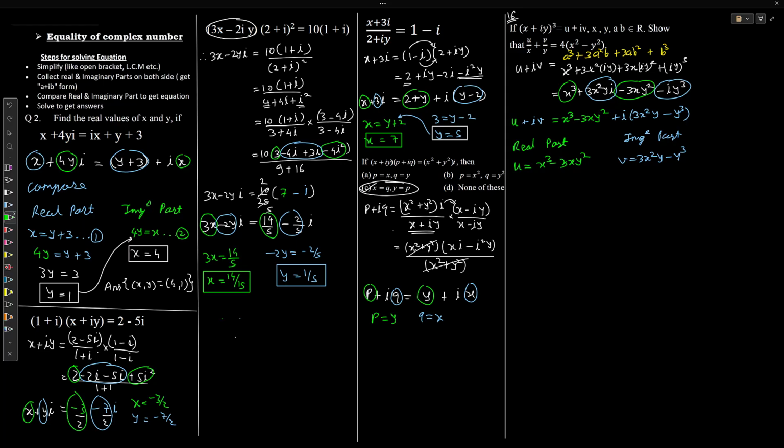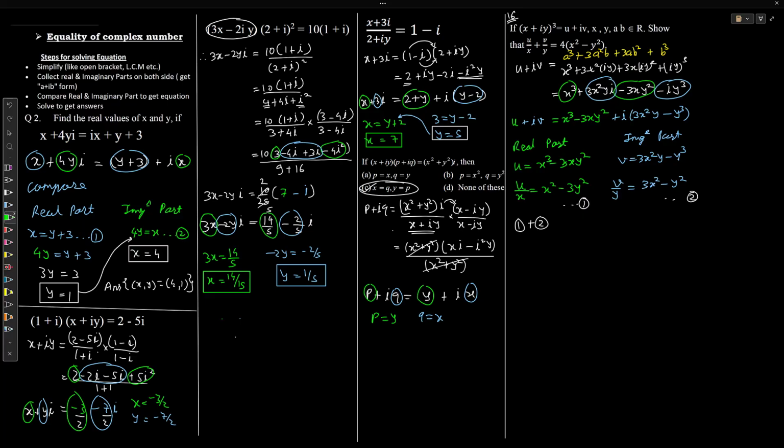So divide your first equation by x. You will get u by x is equal to x square minus 3xy square. And to get v by y, divide by y. So we'll get 3x square minus y square. Okay? Add equation number 1 and 2.